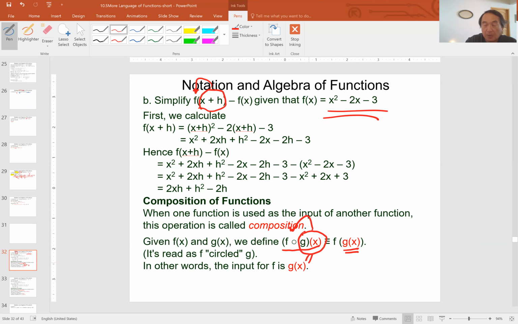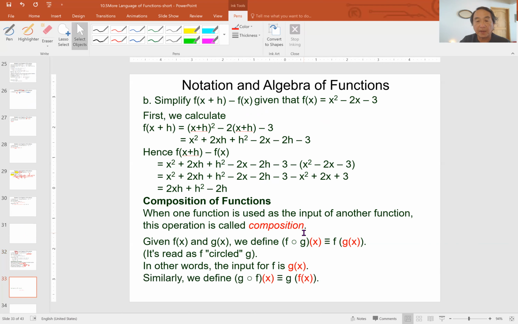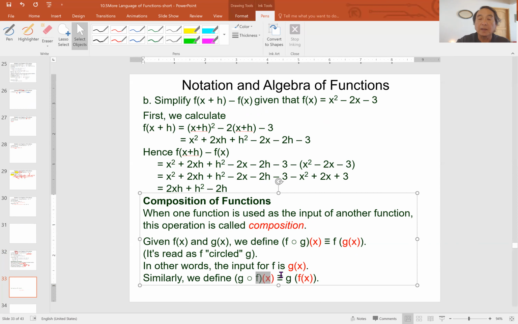You read this from right to left. Whatever is closest to the x, that formula is going to be used as the input. So here g of x is the closest. That formula is going to be plugged into the formula in front of it, f. If I turn that around, the closest formula to x is f. That means to take the formula f and plug it into the formula g.